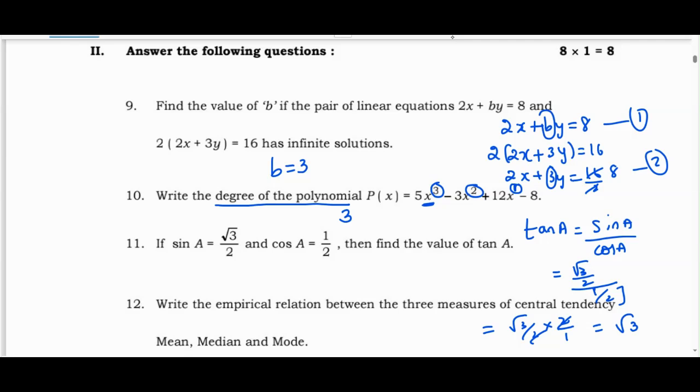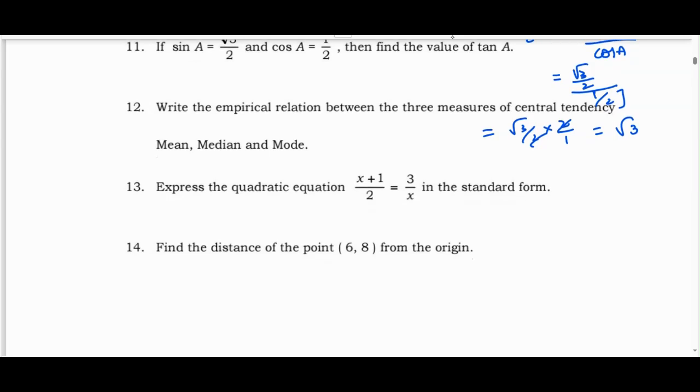Then the next one you have, write the empirical relation between the three measures of central tendency: mean, median, and mode. So we have a formula for this: mode equals 3 median minus 2 mean. That is the empirical relation between the mean, median, and mode.